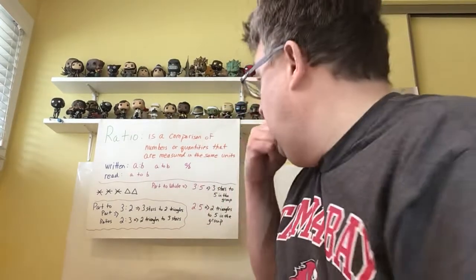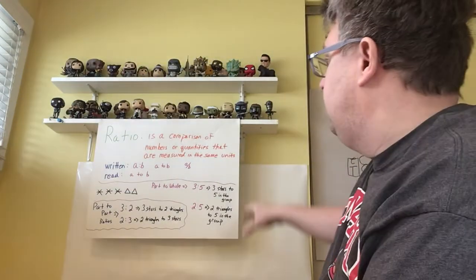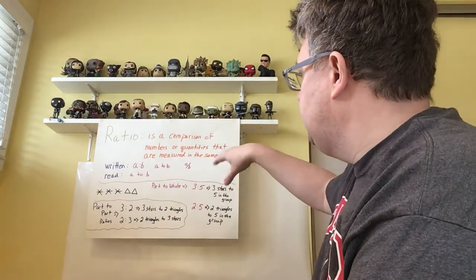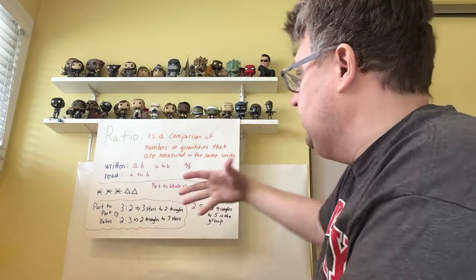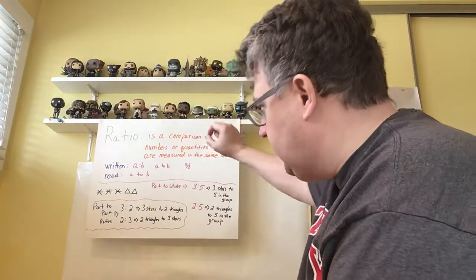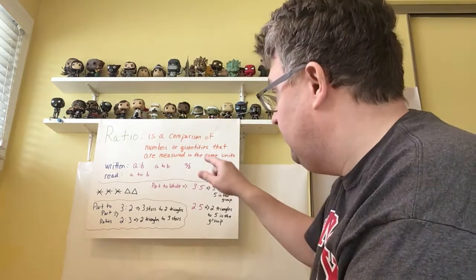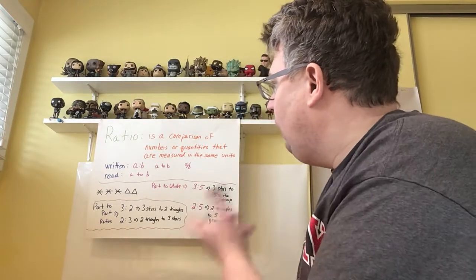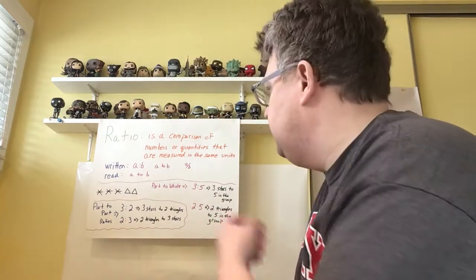So if you look at our little poster up here, we have different ways we could write the ratio. Okay, so ratio is a comparison of numbers and quantities that are measured in the same unit. So you could write it A colon B, or write it A to B, or like a fraction A over B. And they're all read as A to B.